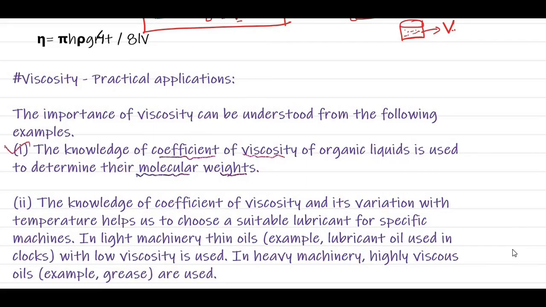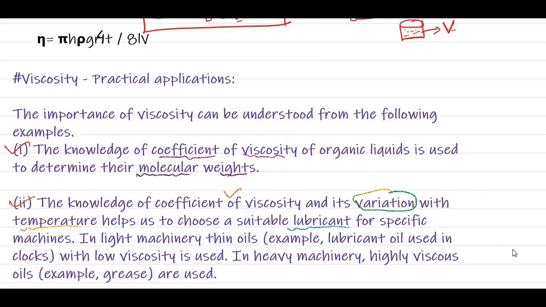And the second important application is what? If we know the coefficient of viscosity, then at various temperatures also you can see the temperature effect. That means you can perform this experiment at different temperatures of that liquid, and you can get the variation of the coefficient of viscosity of the same fluid at varying temperature. That is also important. We know these viscous liquids are used in different machines, mechanical things, or in industry as a lubricant.